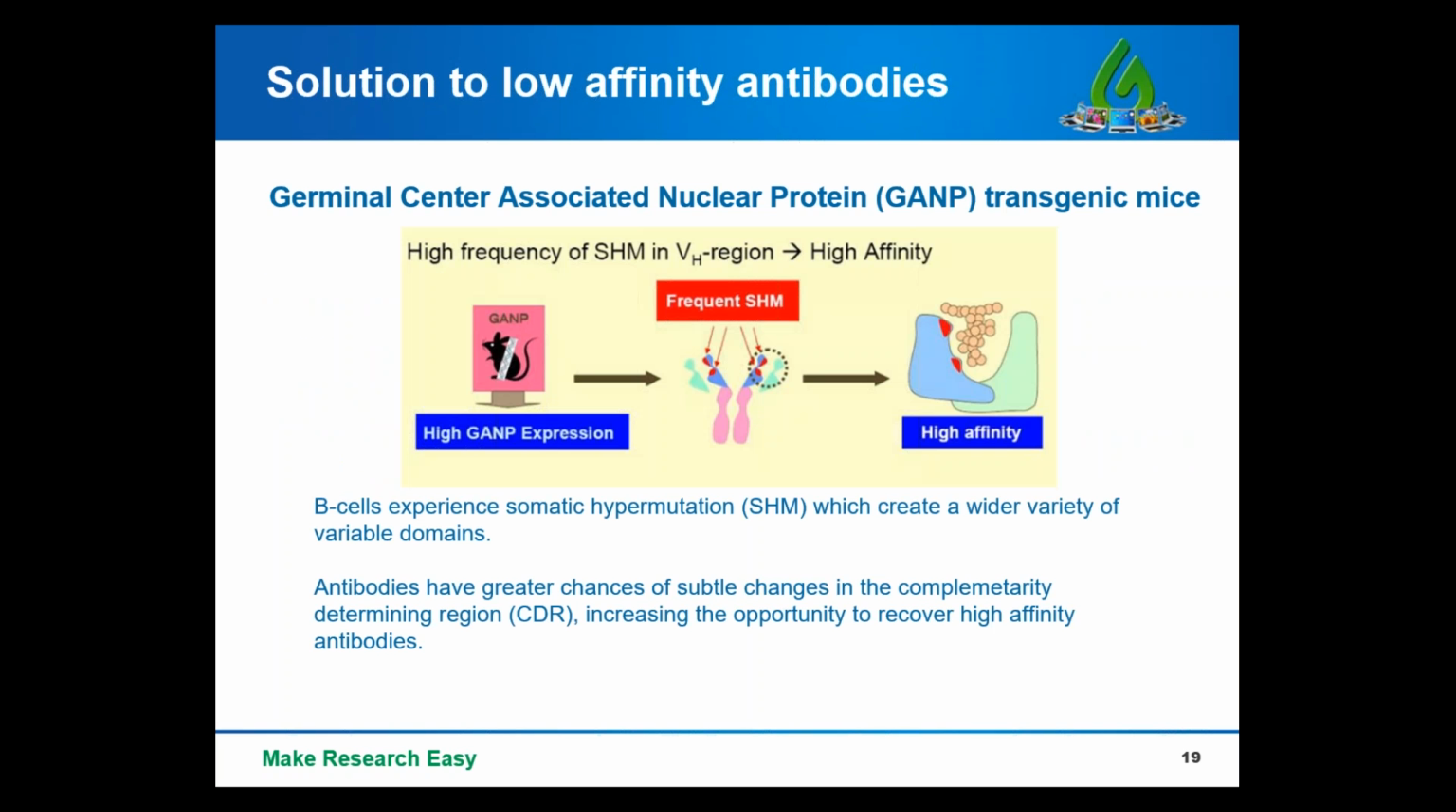This method uses germinal center-associated nuclear protein transgenic mice, or GANP mice. GANP is responsible for the maturation of B cells in the germinal centers of lymphoid organs. As a result, GANP overexpressing mice undergo frequent somatic hypermutations in the variable region of the antibody heavy chain, leading to a larger than normal repertoire of variable regions and potentially higher affinity antibodies.